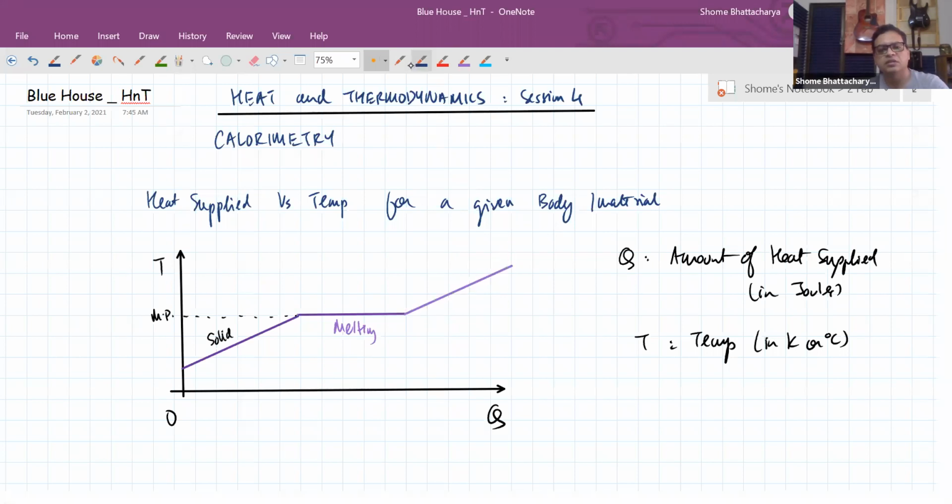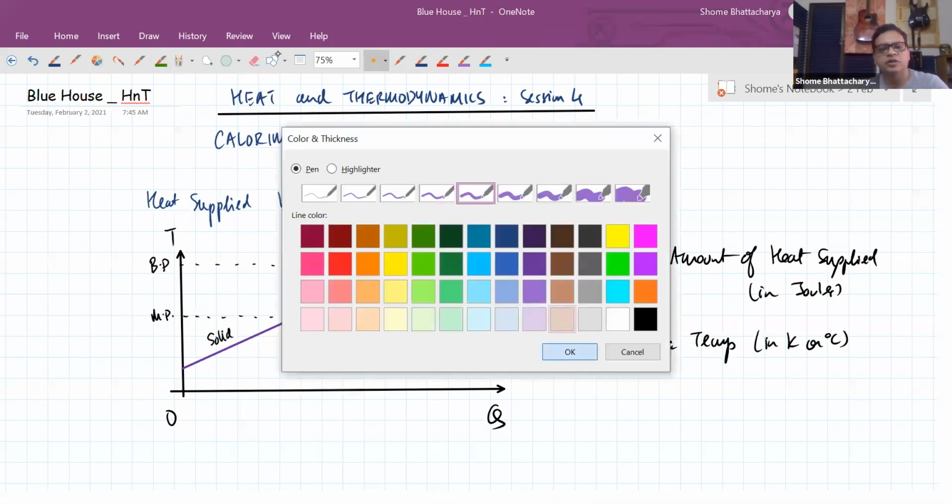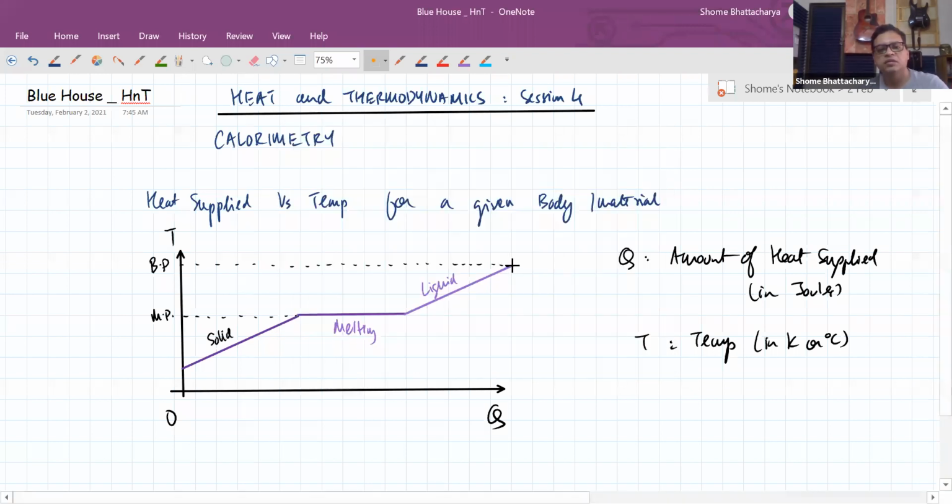till we reach another situation where another state change starts to occur. That state change is boiling. So this is in the liquid phase. Now once it reaches boiling point, again with heat supplied, first vaporization occurs, and then again the temperature starts to rise.